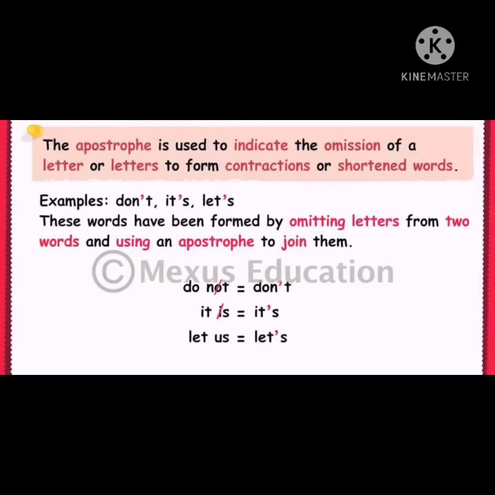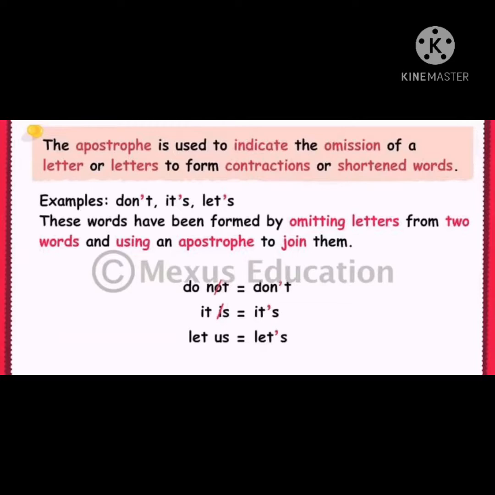Okay, let us see. Do not is two words. Do not is formed by two words, and when I have to make a contraction, or when I have to shorten the word, I omit the o of not and I make it don't by putting an apostrophe in that o's place. I hope you're following.